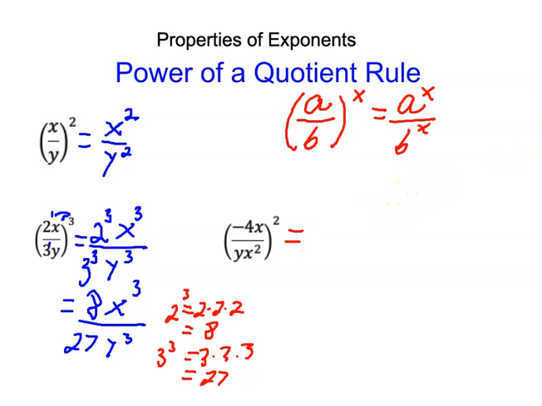So let's go back to our quotient rule. Now, in this case, notice you have a negative 4. What you want to do is write negative 4 in parentheses because we want to raise this negative 4 to the power of 2.